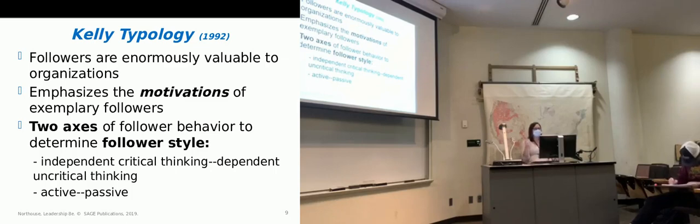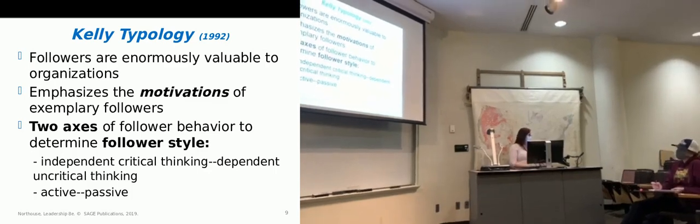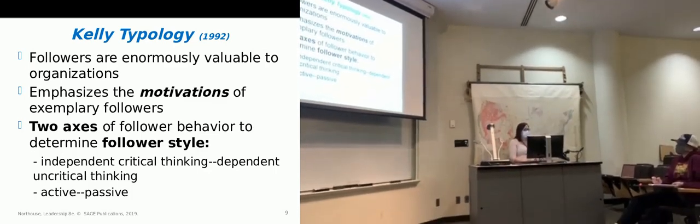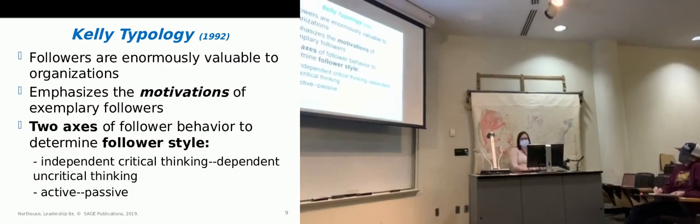The first one has to do with the level of a person's critical thinking. Is this follower considered an independent critical thinker, or are they a dependent uncritical thinker? Describe to me what someone would look like who's an independent critical thinker.